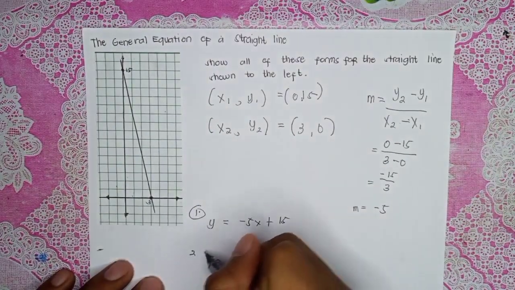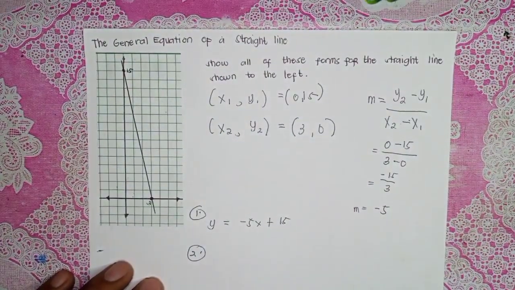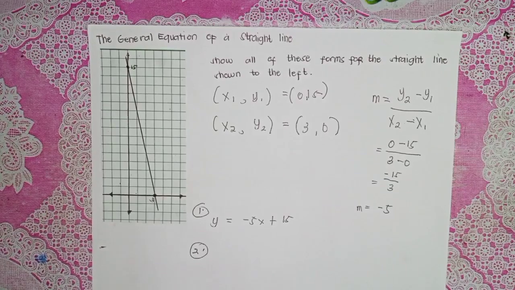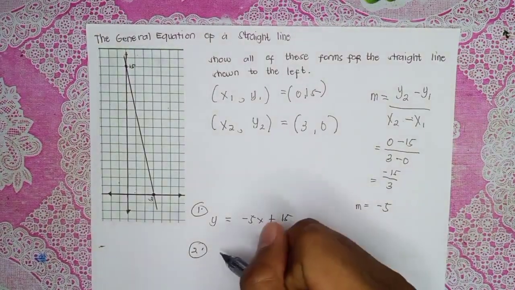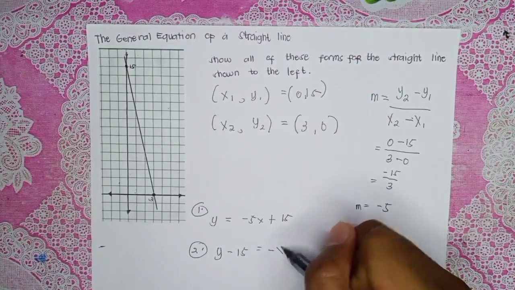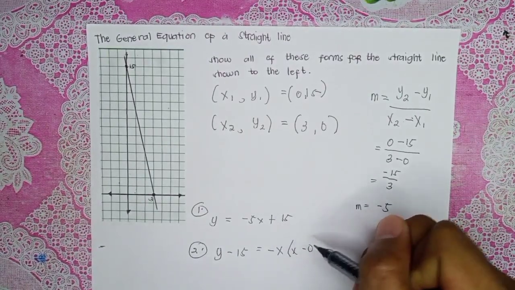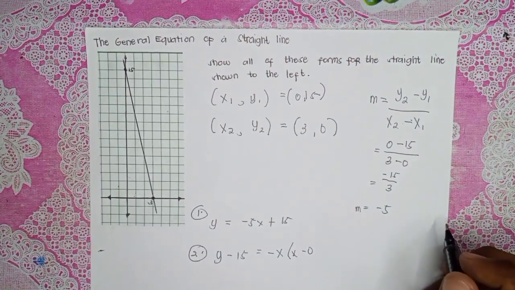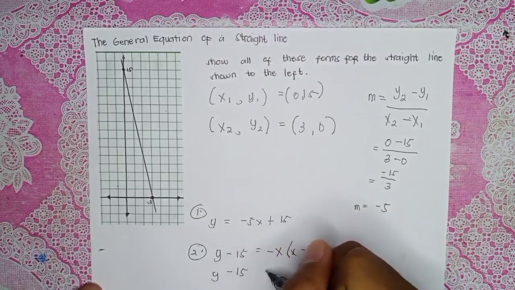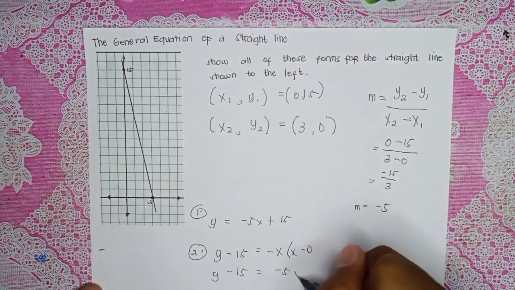Then for the point-slope form, we could use the point 0, 15 together with m is equal to negative 5. So our number 2 is y minus 15 is equal to negative 5 times x minus 0, or simplifying, y minus 15 is equal to negative 5x.